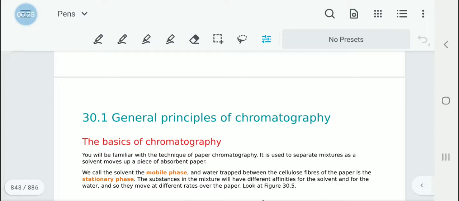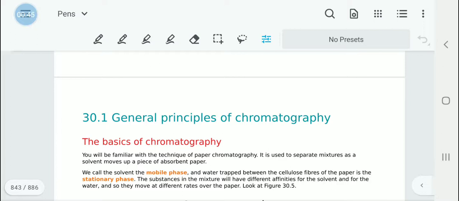We know that we use chromatography. Now we are going to learn about this in detail and to identify what happens and how it is done. Chromatography, how it is done and what exactly happens in there. Now we have already learnt about paper chromatography.